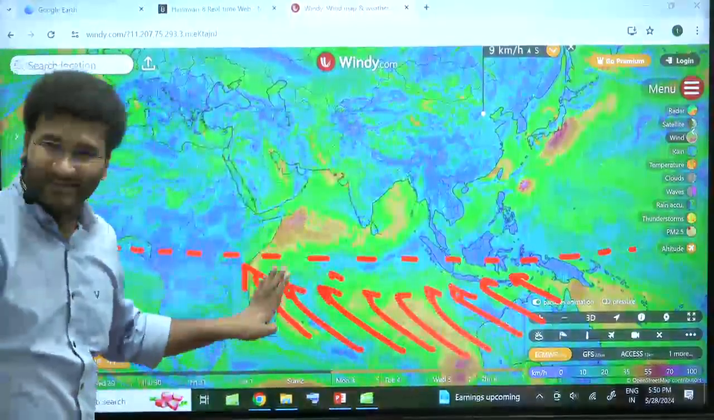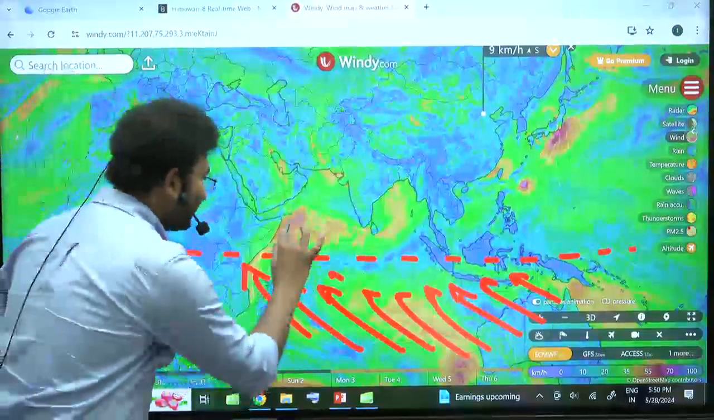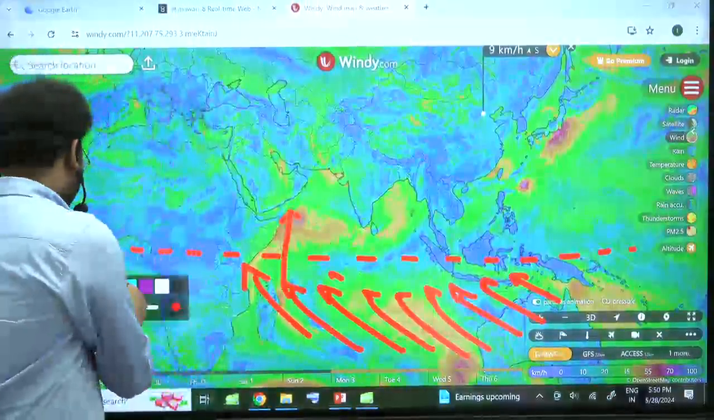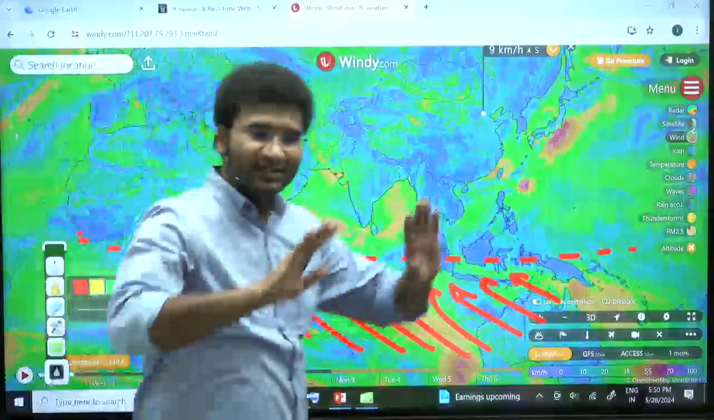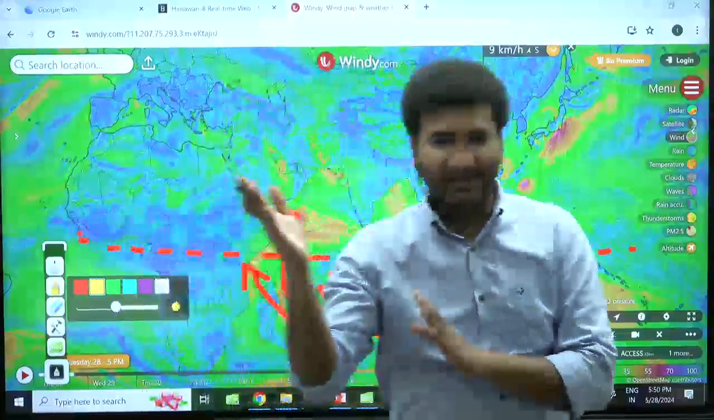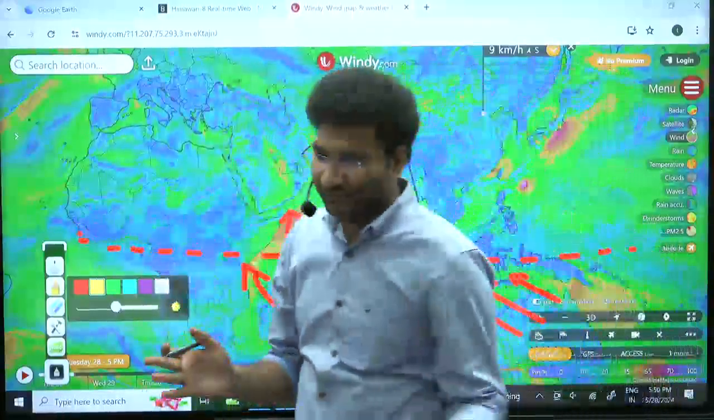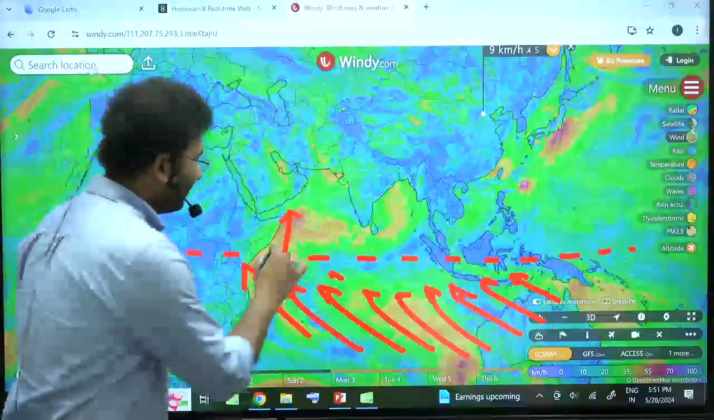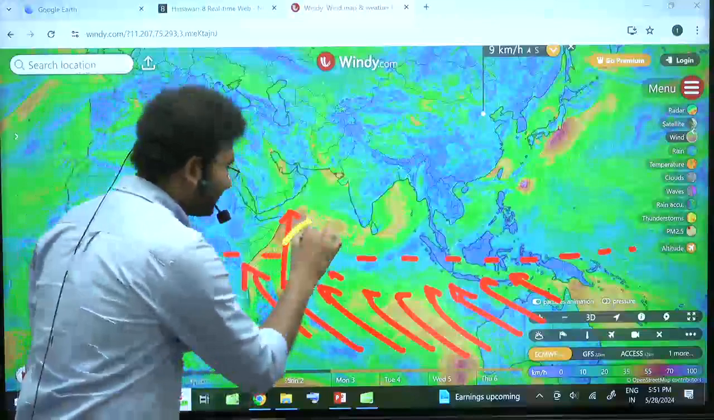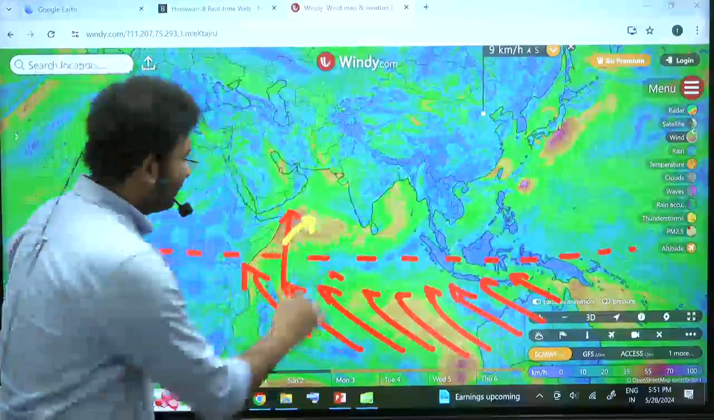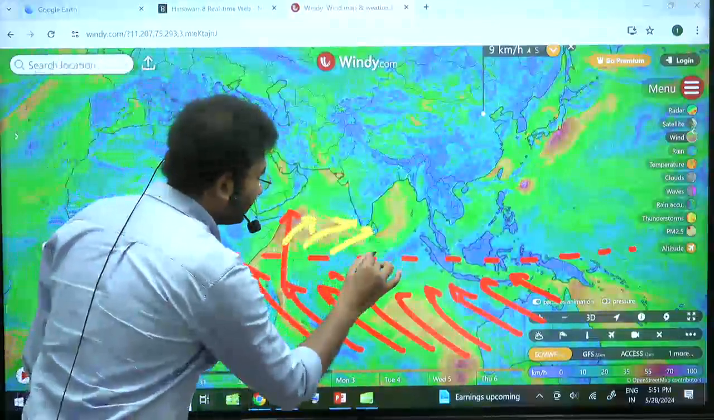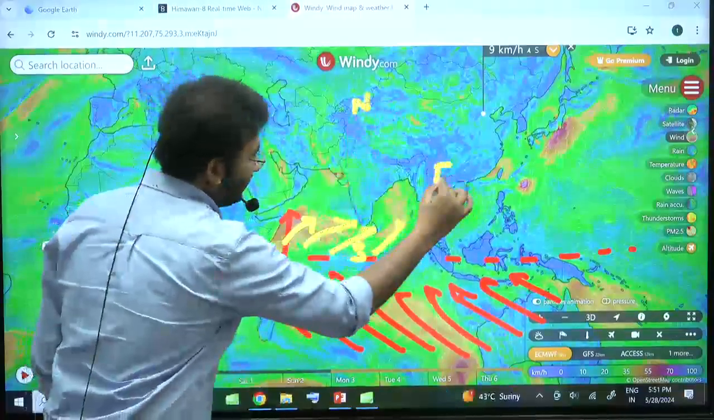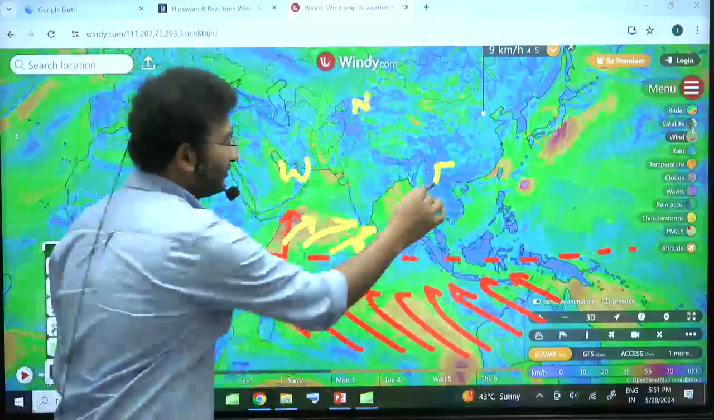Now, as soon as these winds cross the equator, what is the direction of the Coriolis force? The Coriolis force in the northern hemisphere is towards the right, and the Coriolis force in the southern hemisphere is towards the left. So, the same winds, when they have crossed the equator, the Coriolis force is towards the right. Right? So, that's why this is north of India, this is south of India, this is east of India, this is west of India.